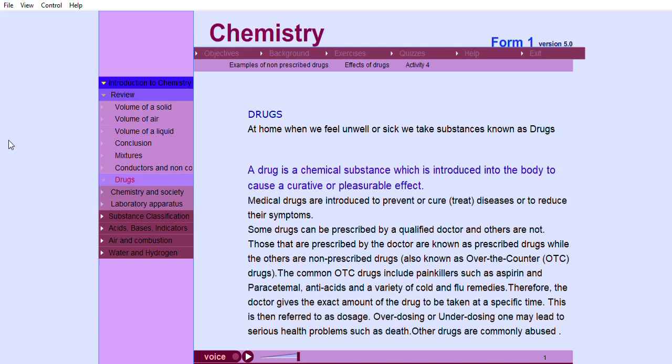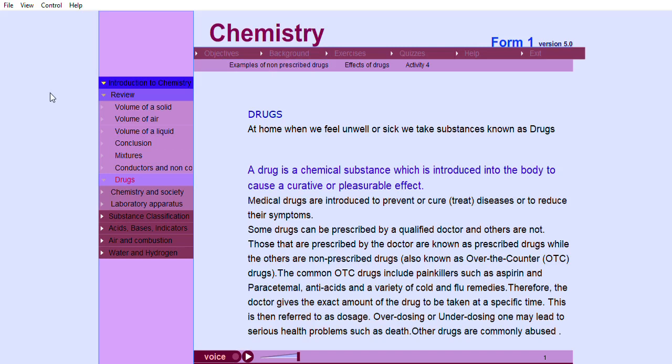Those that are prescribed by the doctor are known as prescribed drugs, while the others are non-prescribed drugs, also known as over-the-counter (OTC) drugs. The common OTC drugs include painkillers such as aspirin, paracetamol, antacids, and a variety of cold and flu remedies. Other drugs are commonly abused. These include alcohol, tobacco, inhalants, and mirra.